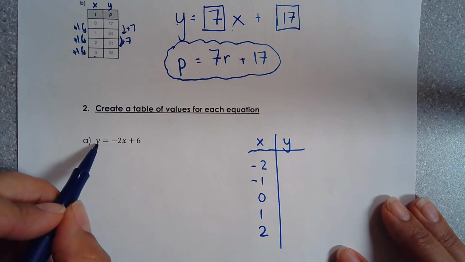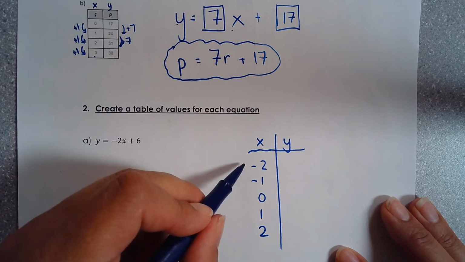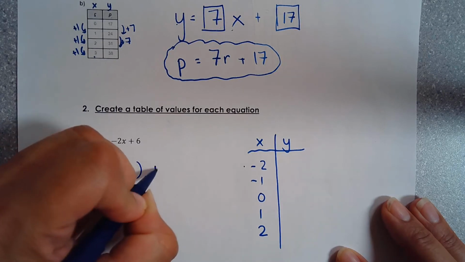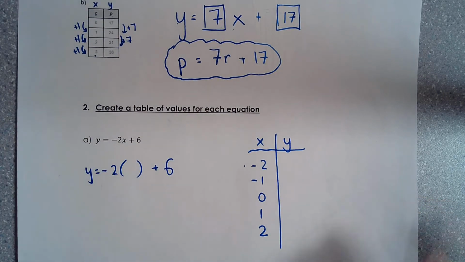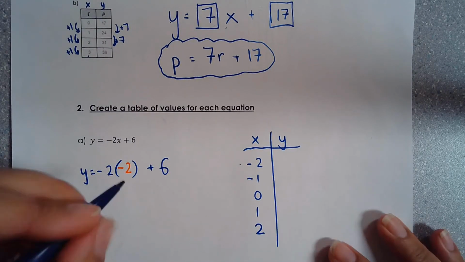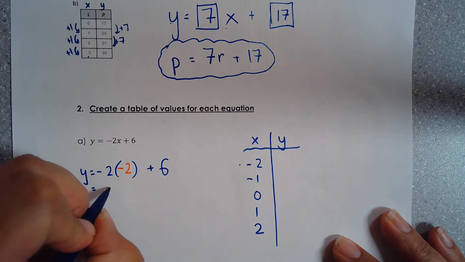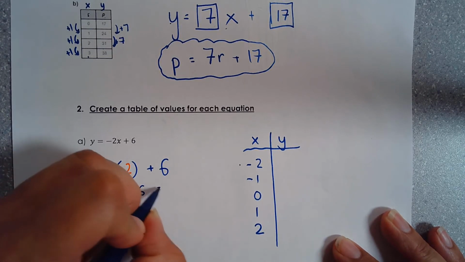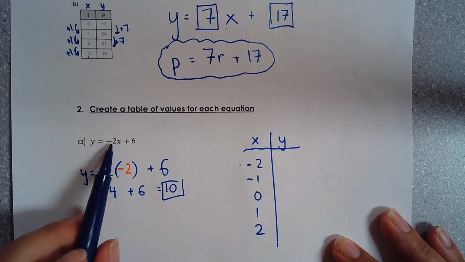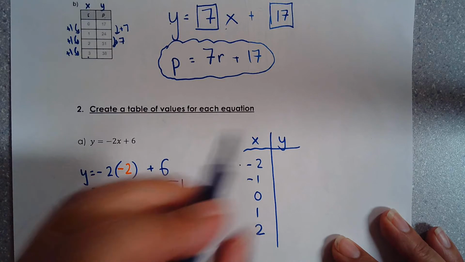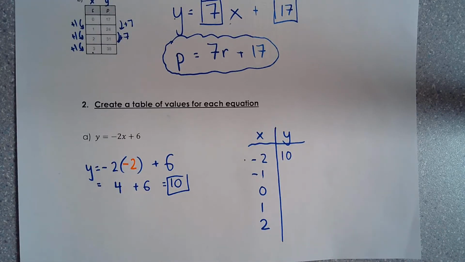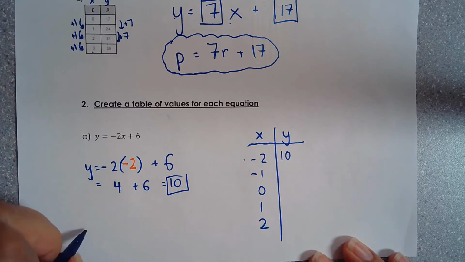And what does y equal? So I plug in, let's start with this one here. I substitute in the x value of -2 for x. So I have 4 plus 6, which is 10. So when x is -2 in this equation, the y value ends up being 10. Okay, then I do the same thing for the next x value.